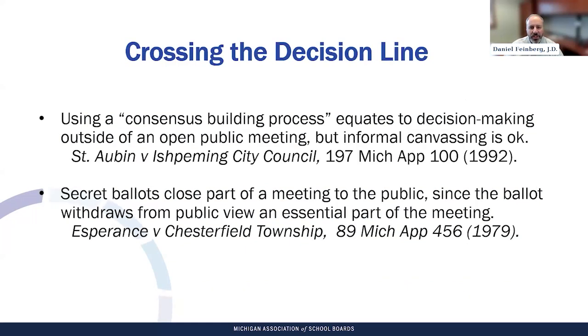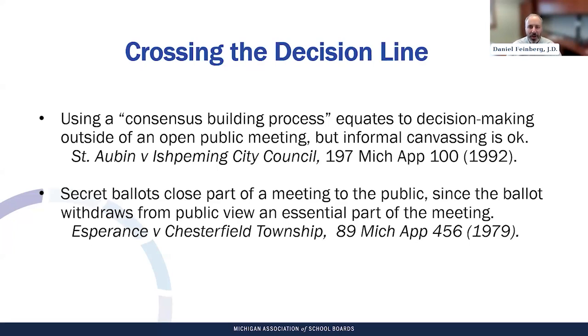So the decision line is something that you should just be aware of. There are a couple of things that you should know. If you're using a consensus building process, if you're talking with people and negotiating, and you're not in your open meeting, then you're violating the Open Meetings Act. And this comes into play in a lot of different aspects. Some of them can be if you're sitting in your meeting and you're texting with other people on the board in your meeting, you're actually having a secret meeting within your meeting.